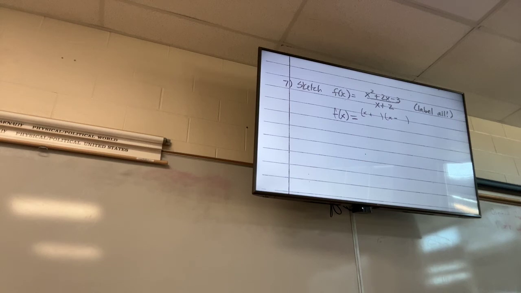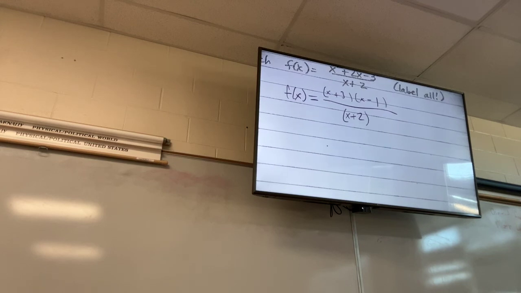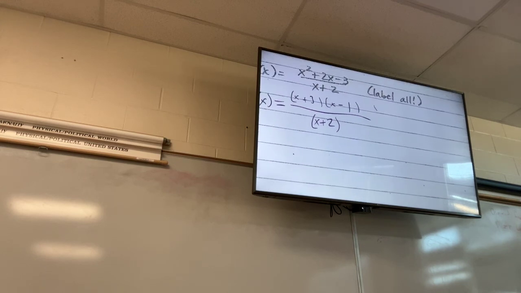That's 3 and 1. Good stuff. Does anything cancel? The 3? No, nothing cancels. All right, so zeros, right? I set the top equal to 0, so my zeros are going to be x equals 1 and x equals -3.